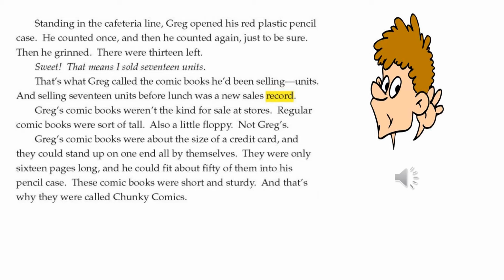Greg's comic books weren't the kind for sale at stores. Regular comic books were sort of tall, also a little floppy, not Greg's. Greg's comic books were about the size of a credit card, and they could stand up on one end all by themselves. They were only 16 pages long, and he could fit about 50 of them into his pencil case. These comic books were short and sturdy, and that's why they were called chunky comics.